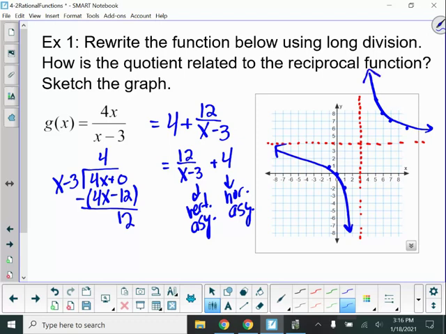So you can use the idea of the reciprocal function to connect with this. That's where the long division comes in. You could also do synthetic division on this if you wanted to. You would get the same answer. You just have to make sure that you write it in the correct way.